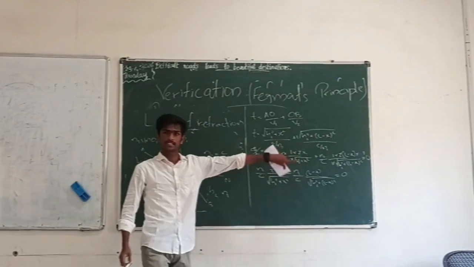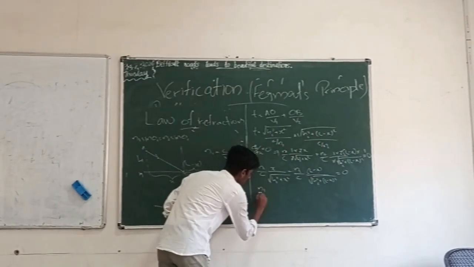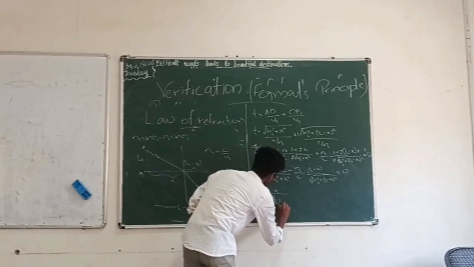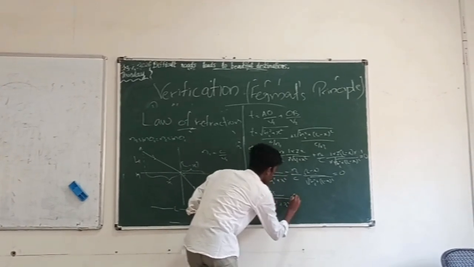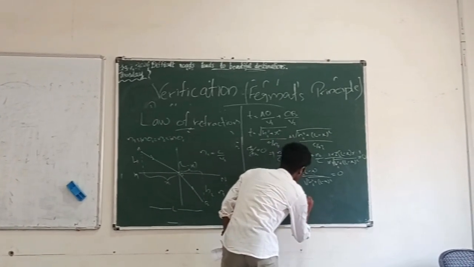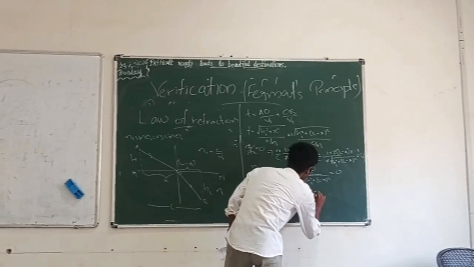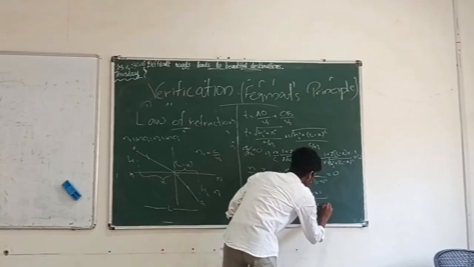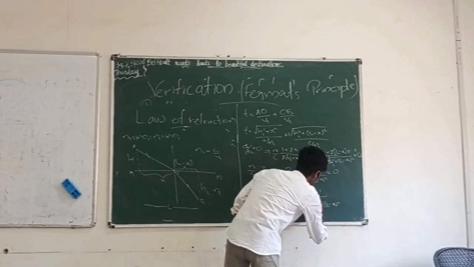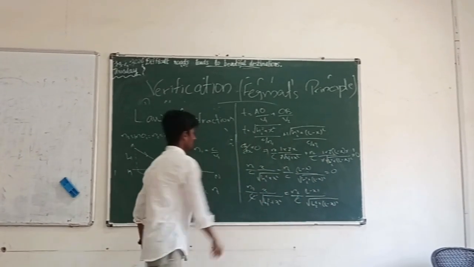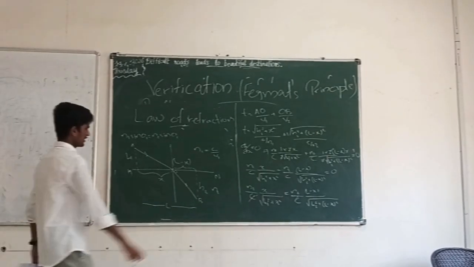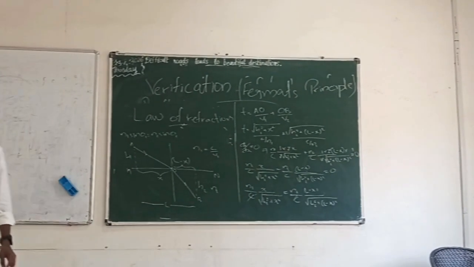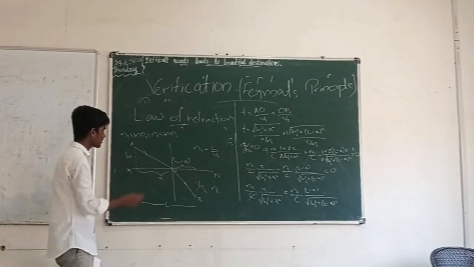Taking this term to the other side, it will become n1 by c x by root of h1 square plus x square equal to n2 by c L minus x by root of h2 square plus L minus x whole square. You see? What was x by root of h1 square plus x square? We discussed in the previous class. It was sin theta.